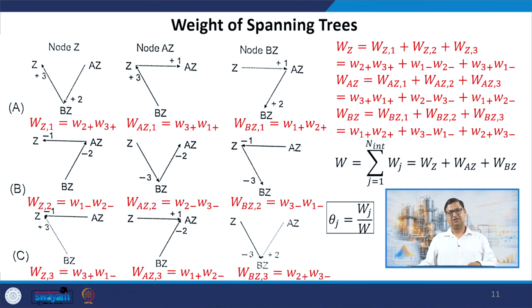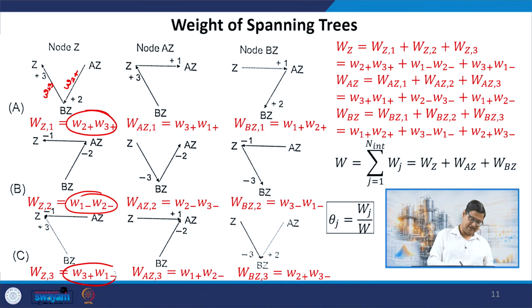these trees, right? How do we get a net weight? I basically multiply the edge weights which are forming this tree. So let's say here we have W plus 2 and W plus 3. So net weight is W2 plus W3 plus. Similarly here W1 minus W2 minus, and finally here W3 plus W1 minus.